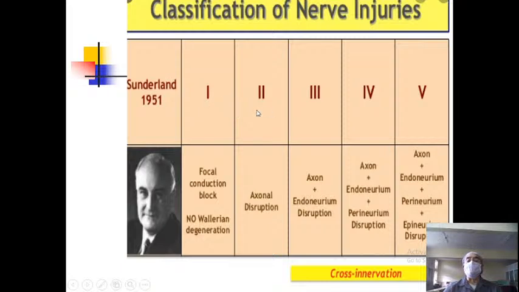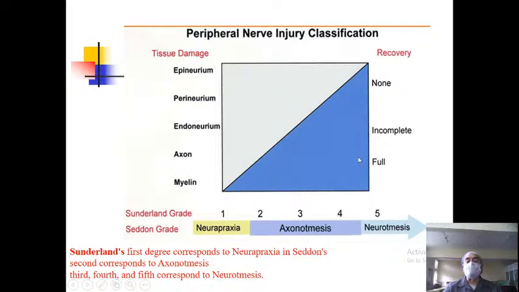Here the degree of severity is increasing from 1 to 5. Sunderland's group 1 corresponds with neuropraxia, 2 corresponds with axonotmesis, and 3, 4, 5 correspond with the neurotmesis of Seddon's classification. So this is about classification. It's a comparison between these two. As the grade is increasing, the level of injury and gravity is increasing. Here the recovery is none in the case of 3, 4, 5 actually.